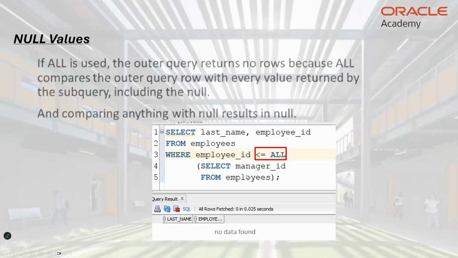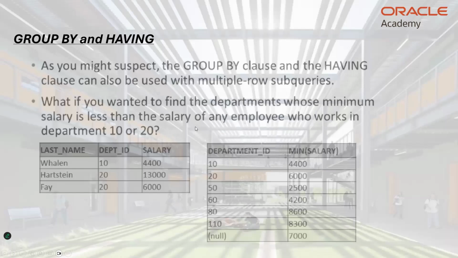I would suggest always handling those nulls first. Do an NVL or an NVL2 or whatever you need, or at least make sure it's not going to impact your results. All right. GROUP BY and HAVING, and this is still in our multi-row queries.